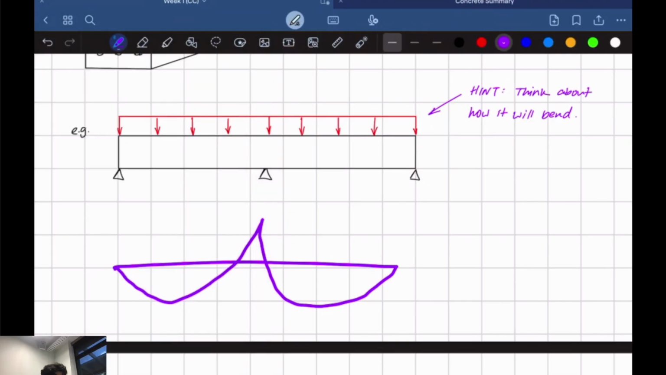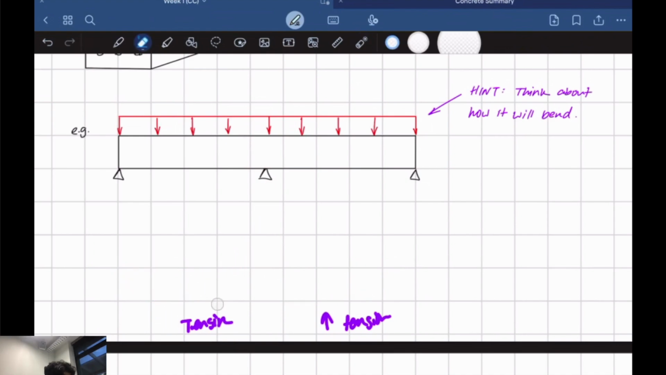So essentially, this part here is in tension. This part here is in tension. How about this part here? Tension. Yeah. So down here is going to be in compression. So you don't really need a bar down here, but up here you'll need a bar because the way it deflects, it's going to deflect like this.